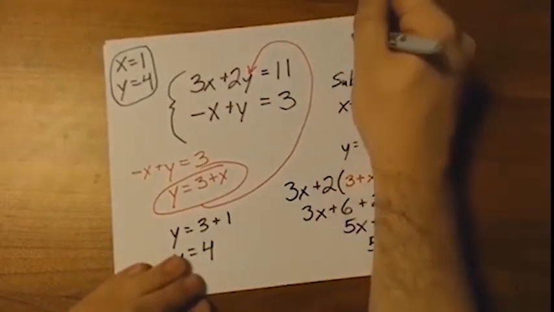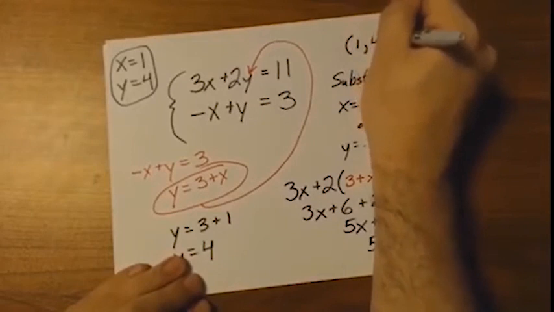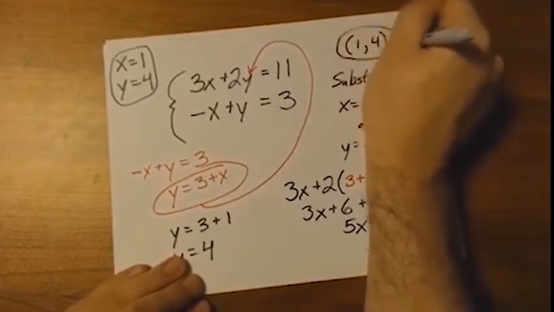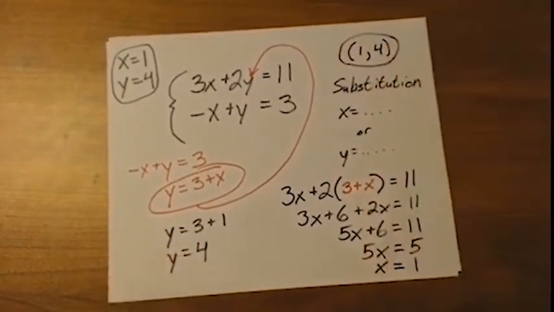We could also express that as the ordered pair (1, 4). Remember, if you do an ordered pair, order matters, x then y. So that's the substitution method.